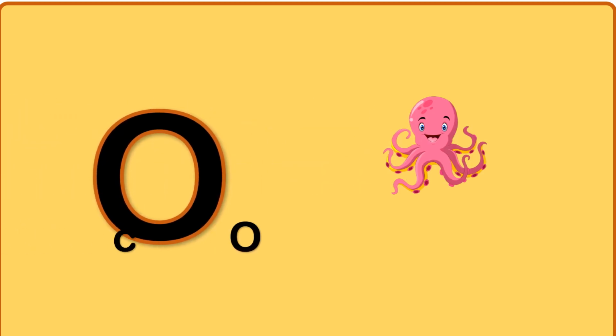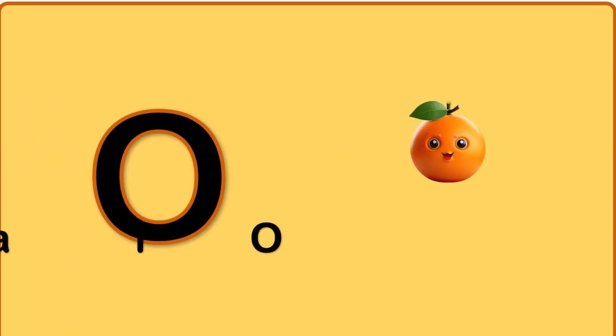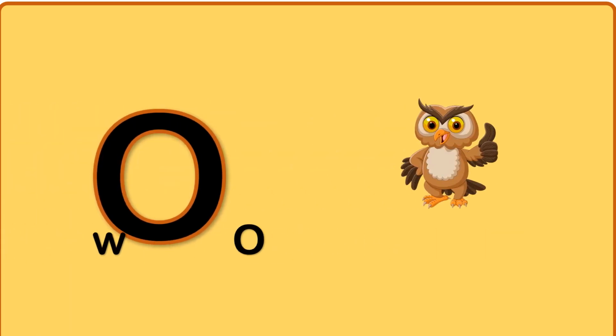Now comes the letter O. The letter O sounds just like us when we are surprised. O as an octopus. O as an orange. O as an owl. This is how we write the letter O.